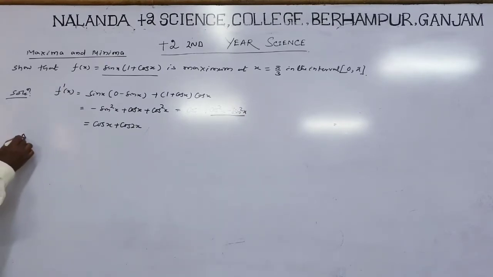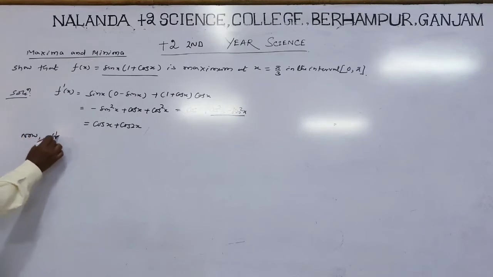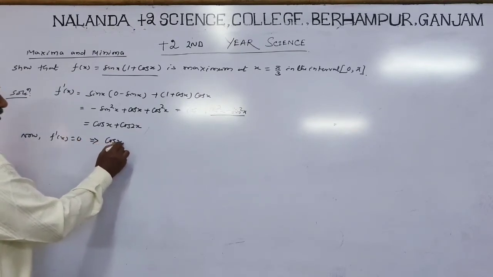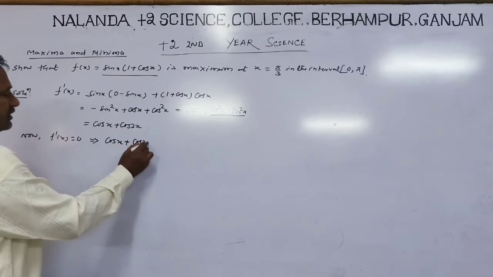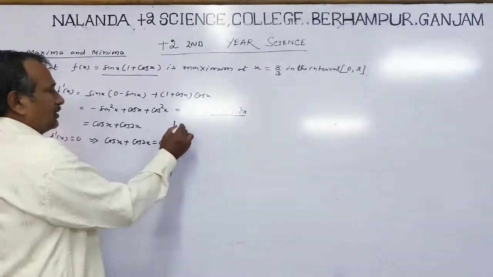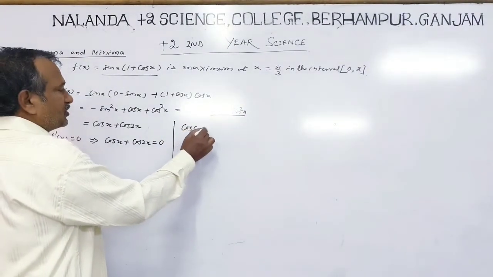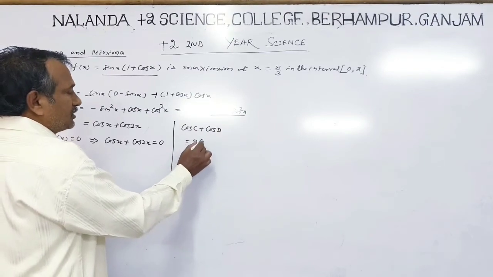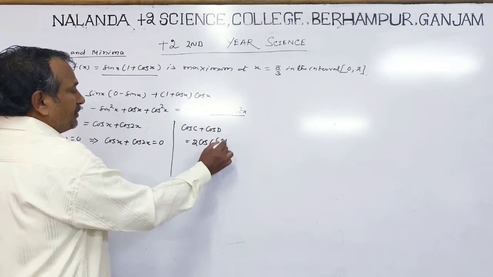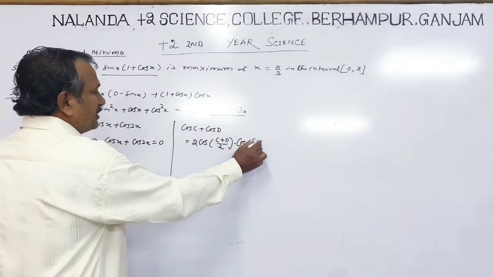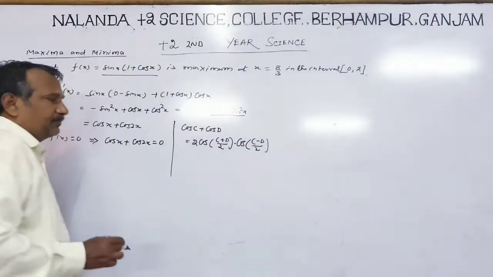Now f dash x equal to 0. So what is the value of x? Find out x. That means cos x plus cos 2x equals 0. Now solve the equation. We know the formula: cos c plus cos d equals 2 cos of (c plus d) by 2 into cos of (c minus d) by 2. This is the formula.